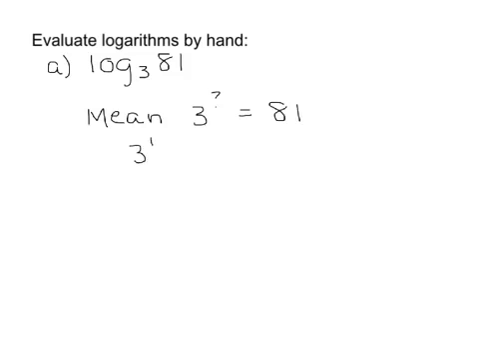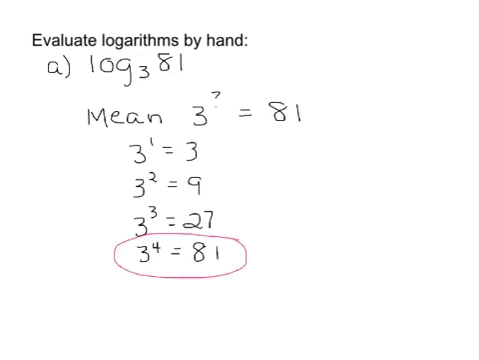3 to the first gives us 3. 3 to the second, 3 times 3, 9, and so on. 3 to the third, 9 times 3, 27, and 3 to the fourth, 27 times 3, 81. So we found the answer to the question. 3 to what power gives me 81? The answer is 4.